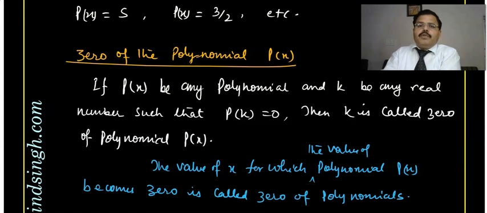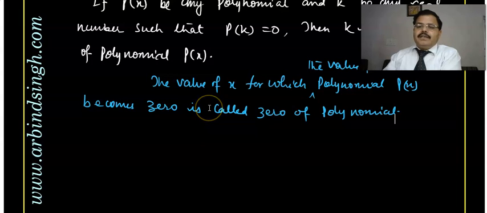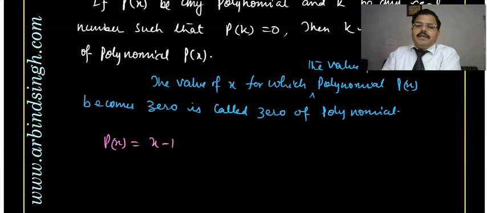So zero of a polynomial, right? The zero of a polynomial is the value of x by which p(x) becomes 0. By putting in the value of x, the complete expression p(x) becomes 0, and therefore it is called a zero of the polynomial. For example, if I have p(x) = x - 1, which is a polynomial, and I put x = 1, then it becomes 0.